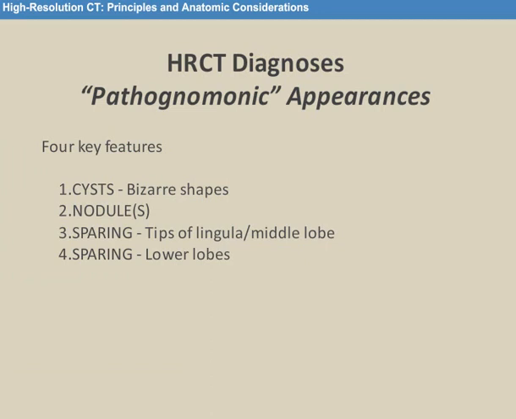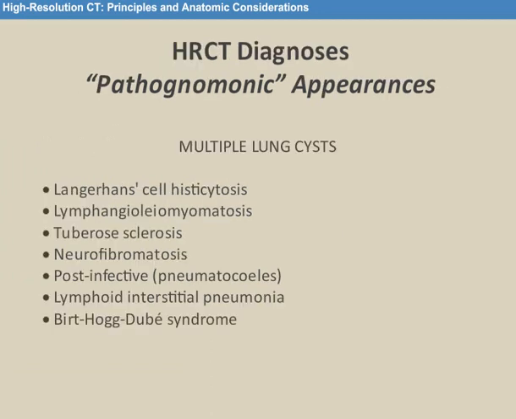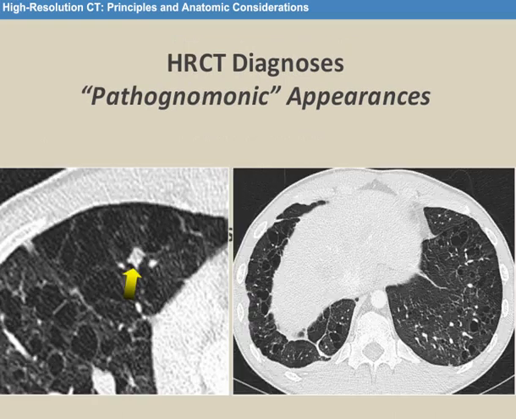We've got cysts with bizarre shapes, we have nodules, at least one nodule was seen on those sections, and then there is relatively characteristic sparing of the tip of the middle lobe and the lingula, and sparing of the lower zones. And these four features together are highly characteristic of a diagnosis, which is listed here. But these are the causes of multiple cysts in the lungs, and this case is a patient with Langerhans cell histiocytosis. So that is the last of the cases.